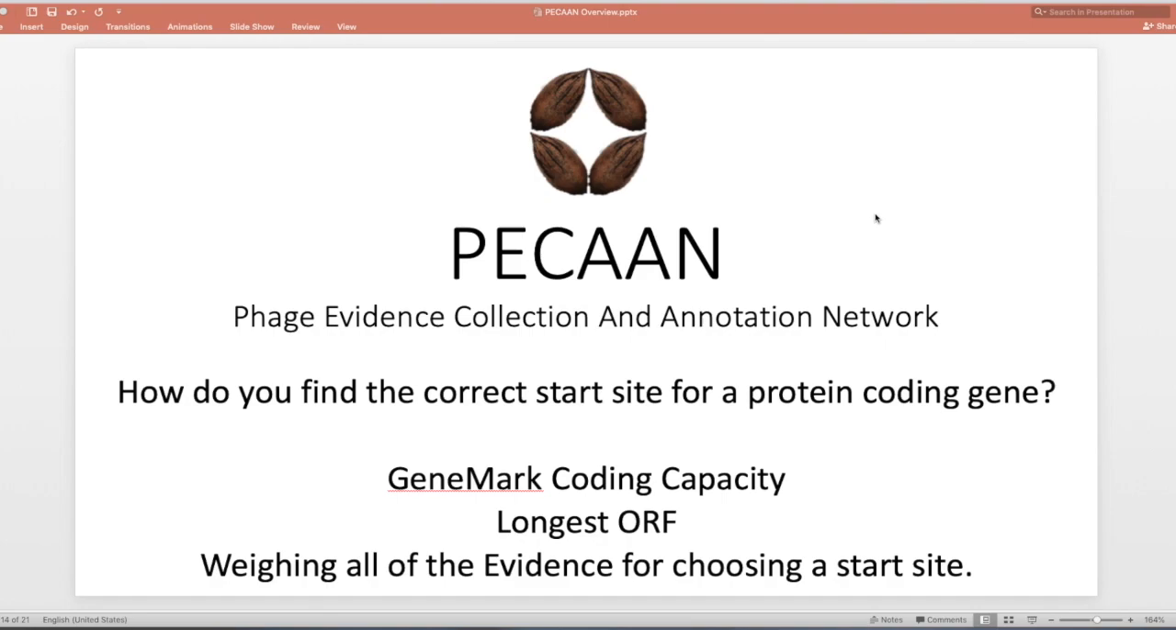Welcome to Pecan Tutorial, where we are looking at GeneMark Coding Capacity and all the other evidence that goes into choosing a proper start site for protein coding genes.